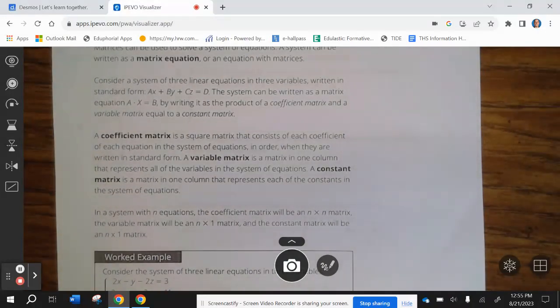A coefficient matrix is a square matrix that consists of each coefficient of each equation of the system of equations, ordered when they are written in standard form. A variable matrix is a matrix in one column that represents all the variables in the system of equations. A constant matrix is a matrix in one column that represents each of the constants in the system of equations. In a system with n equations, the coefficient matrix will be an n by n matrix. The variable matrix will be an n by 1 matrix, and the constant matrix will be an n by 1.